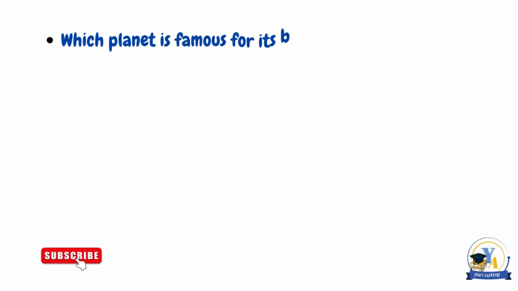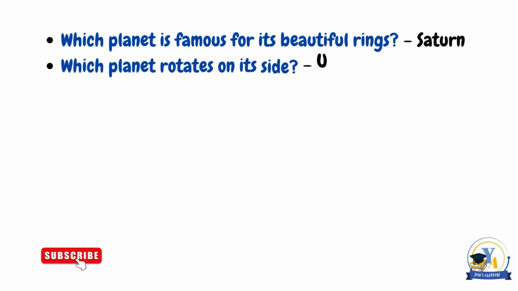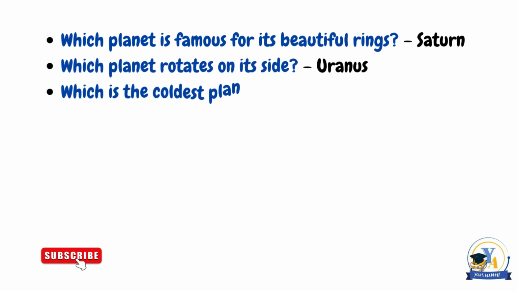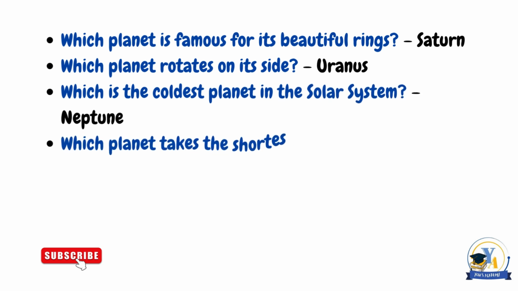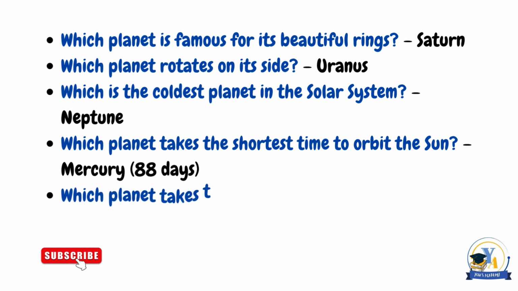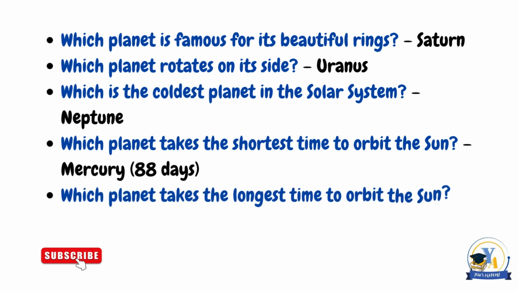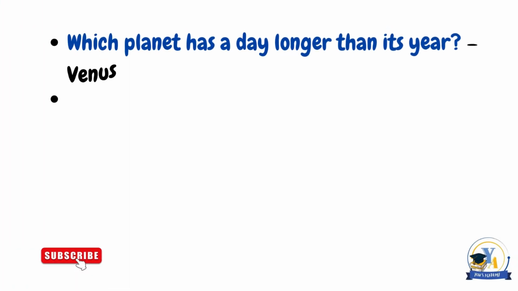Which planet is famous for its beautiful rings? Saturn. Which planet rotates on its side? Uranus. Which is the coldest planet in the solar system? Neptune. Which planet takes the shortest time to orbit the Sun? Mercury, 88 days. Which planet takes the longest time to orbit the Sun? Neptune, 165 years.